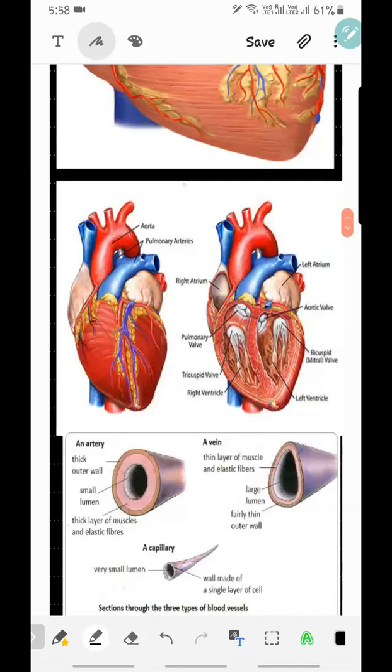you can see that there is an aorta, pulmonary artery. Okay, we'll see all the parts. These are the same diagram. You can see from inside. If you cut the heart like this, you can see that this is auricle, ventricle, and all this is there. Okay.